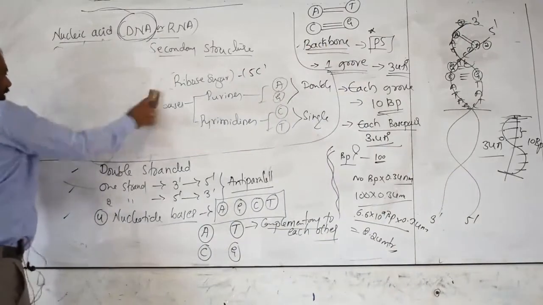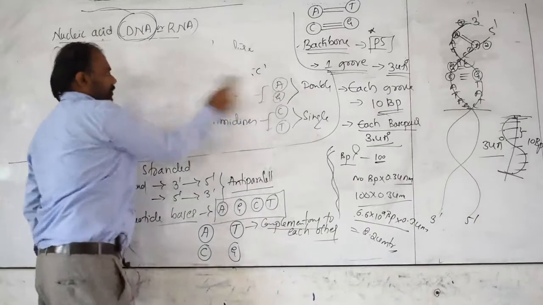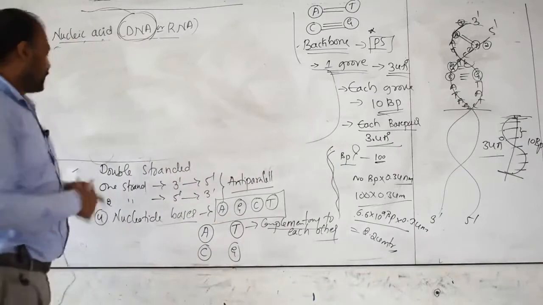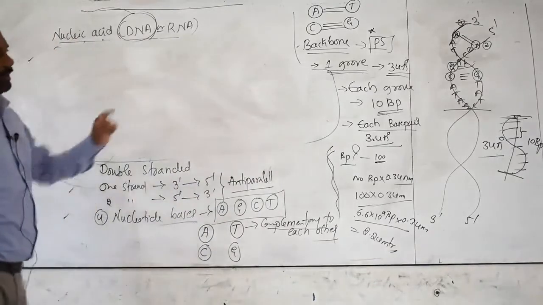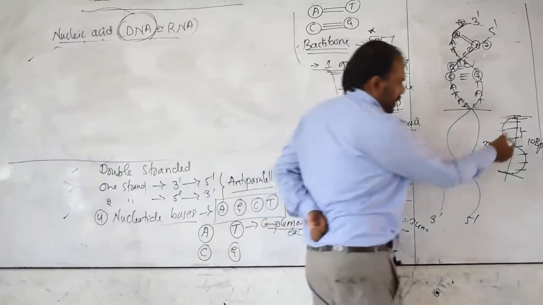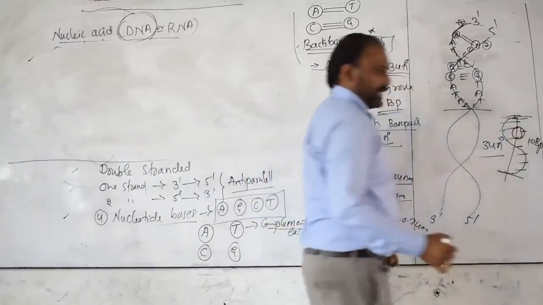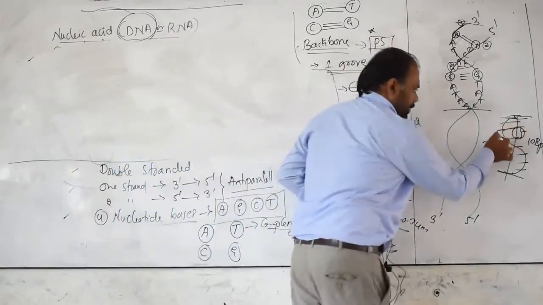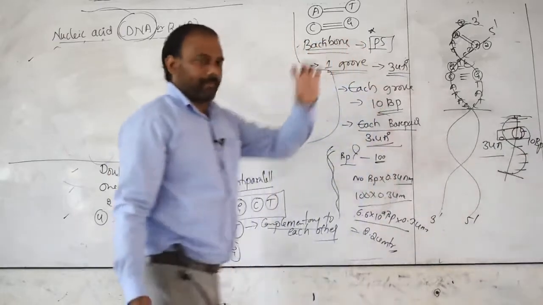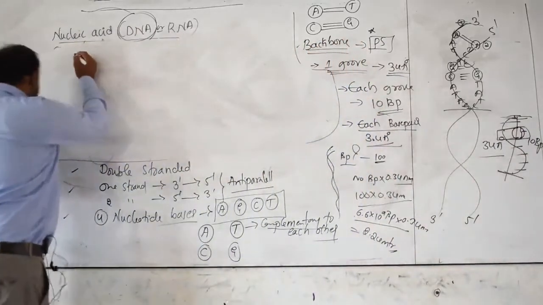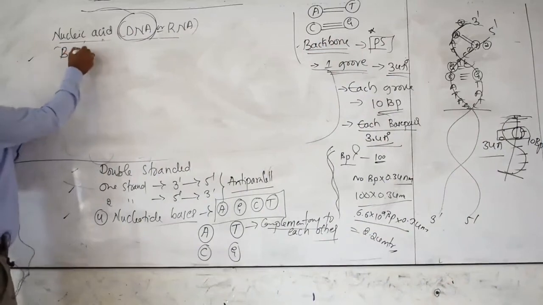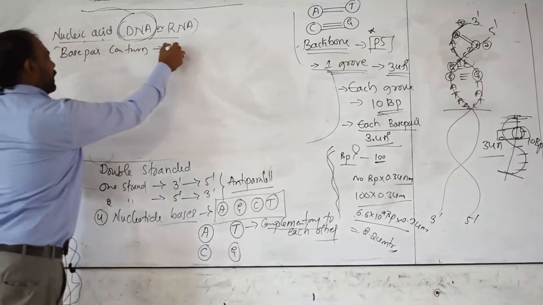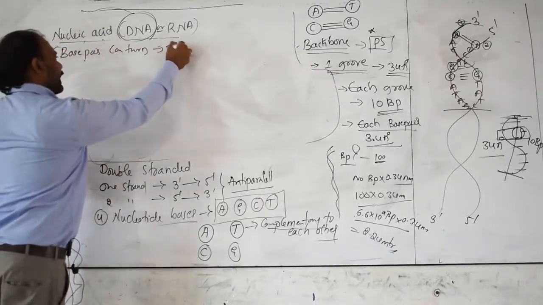And again, still many things to understand. In that, a single base pair, I mean two base pairs, see for example, take these two base pairs. Each base pair can turn. How much? 36 degree.